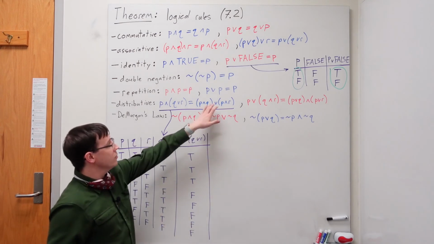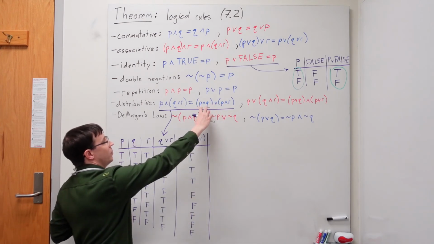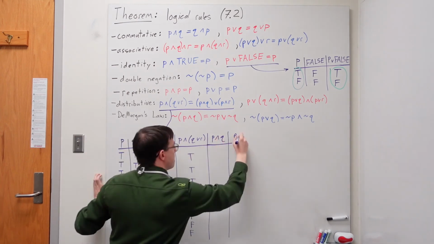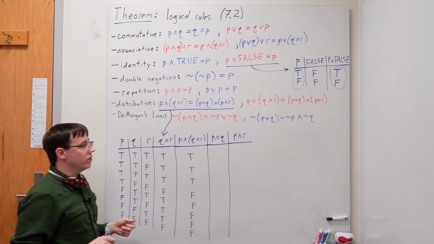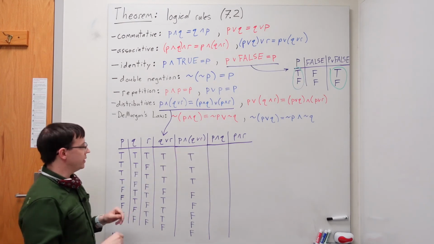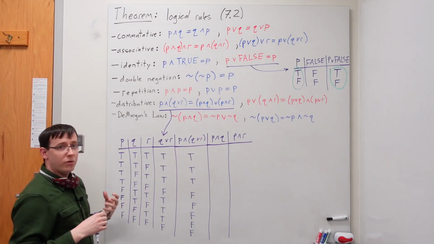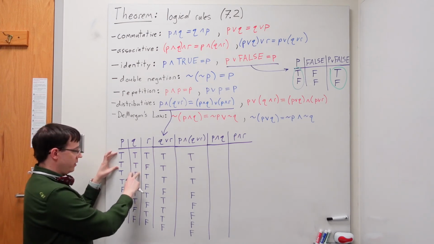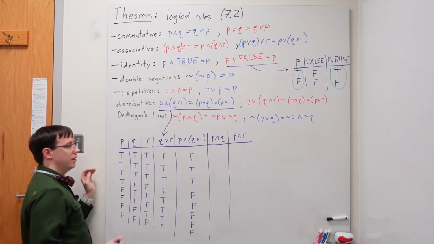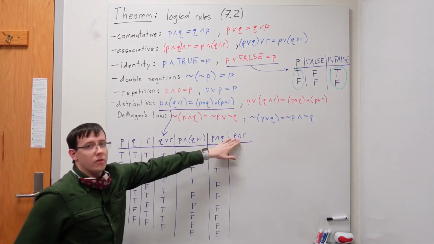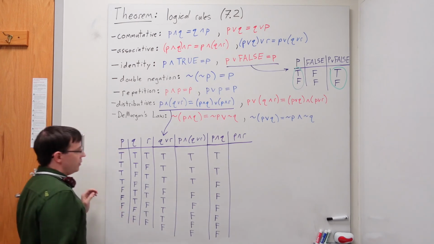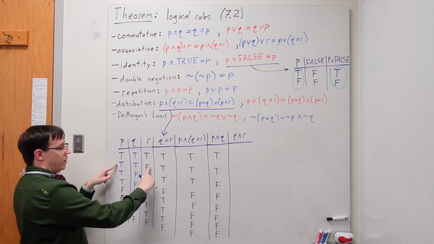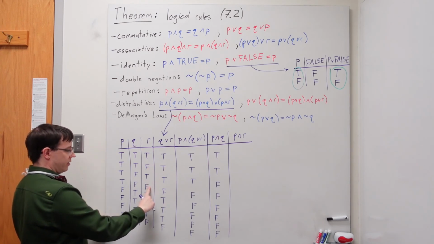Now moving to the other side of the expression, we'll need a column for P and Q, and we'll need a column for P and R. And again, for the AND to be true, we need both variables to be true. So P and Q are both true only in the first 2 rows. After that, Q is false or P is false. Then P and R will be true in the first row and the 3rd row, but false in all of the other cases.